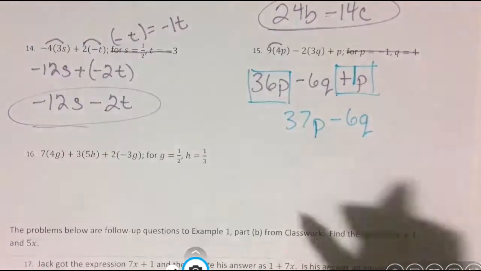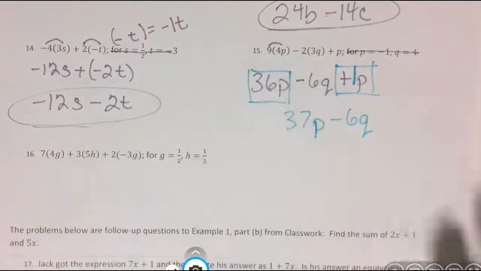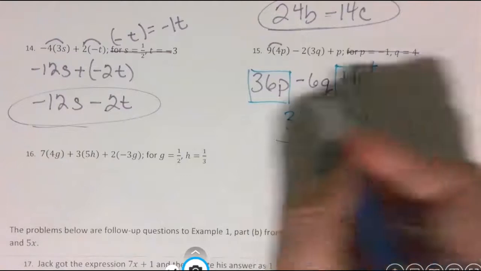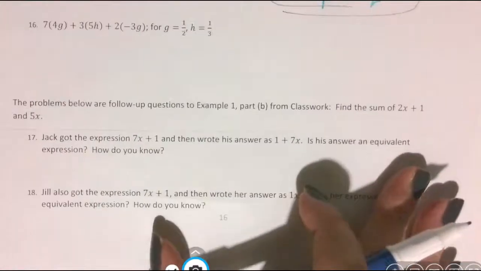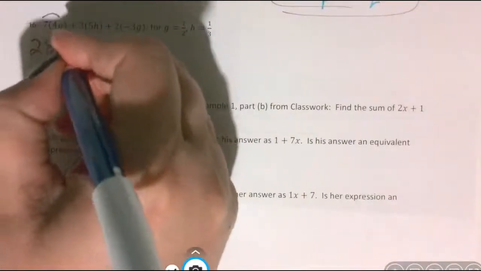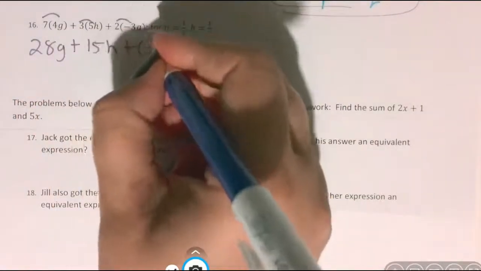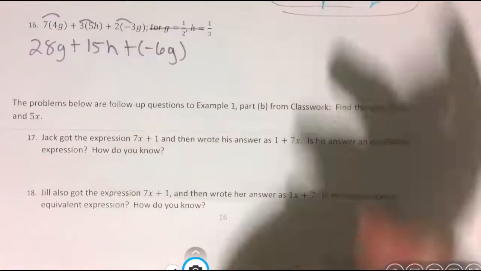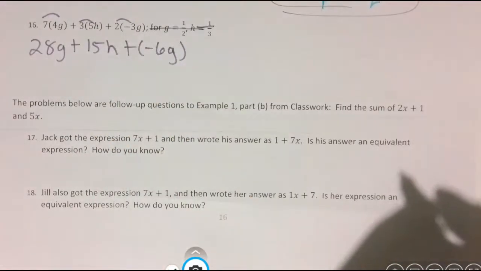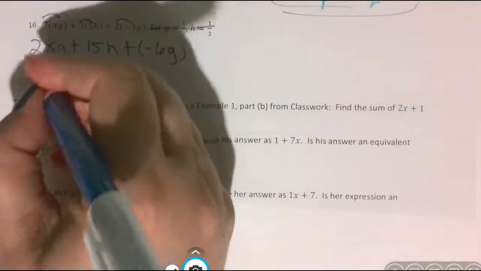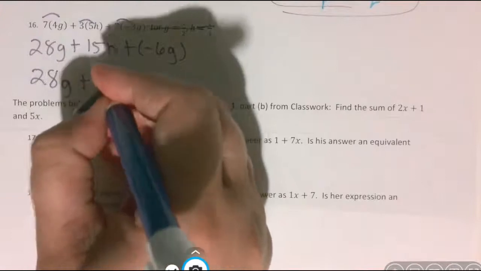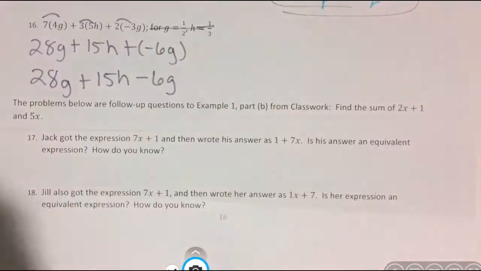Standard form. Again, these are equal to each other, but this is the standard form with like terms combined. Moving on to number 16. We would have 28G, 15H, plus negative 6G. We're not verifying today. Okay, so this is appropriate. I prefer to write that as just minus 6G. Okay, moving on. Last 2 questions.